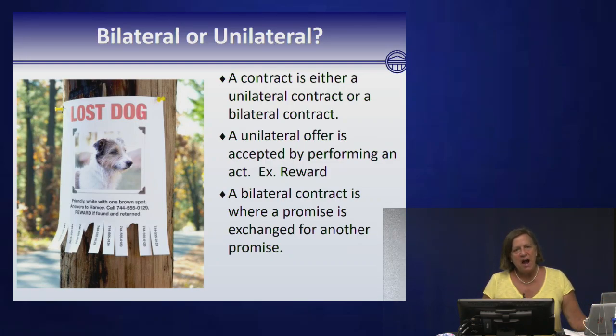A contract will either be a bilateral contract or a unilateral contract. A unilateral contract is one where the offer is accepted by performing an act. It could be a reward for a dog. So how are you going to accept this lost dog, $200 reward? Well, you're not going to call up the owner of the dog. You're going to first find the dog and then call the owner. A unilateral contract, again, is accepted by performing an act.